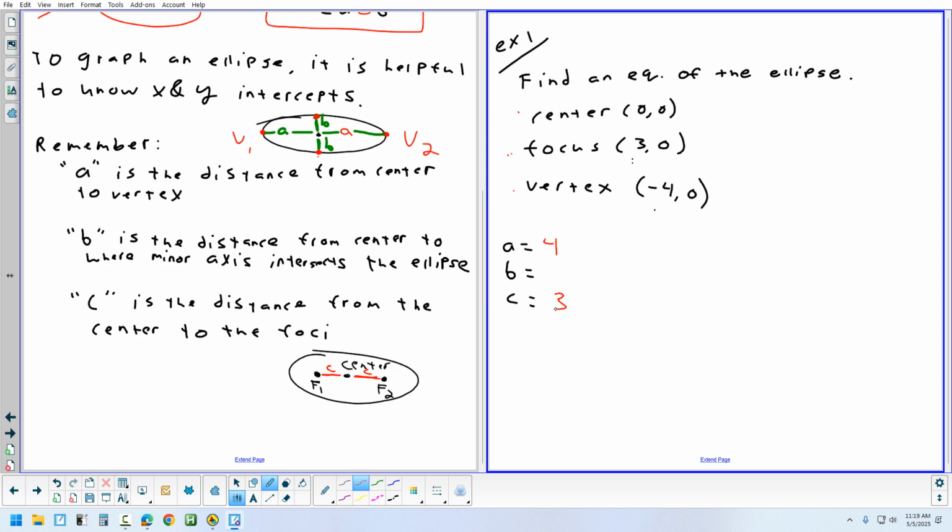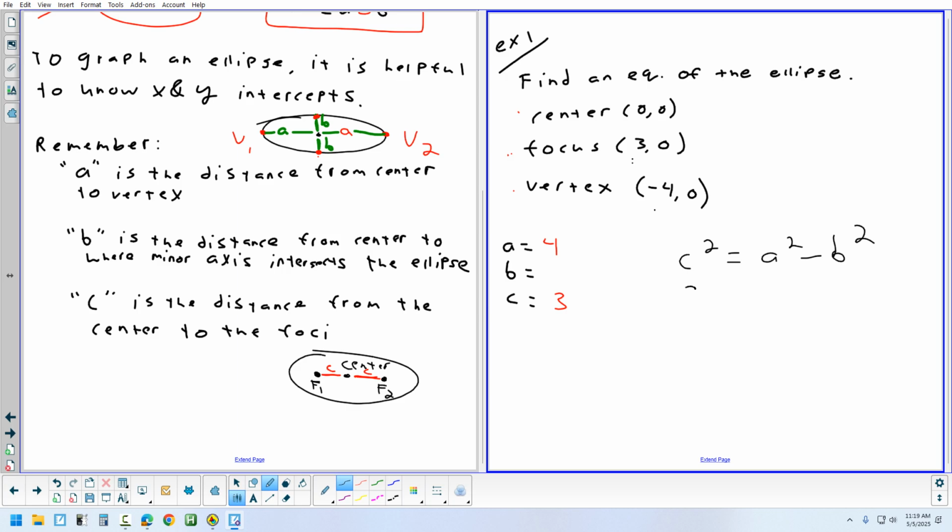Now we just have to find B. And what's the formula I gave you earlier that connects A, B, and C together? You got to be careful because it kind of looks like the Pythagorean theorem, but it's not. C squared equals A squared minus B squared.